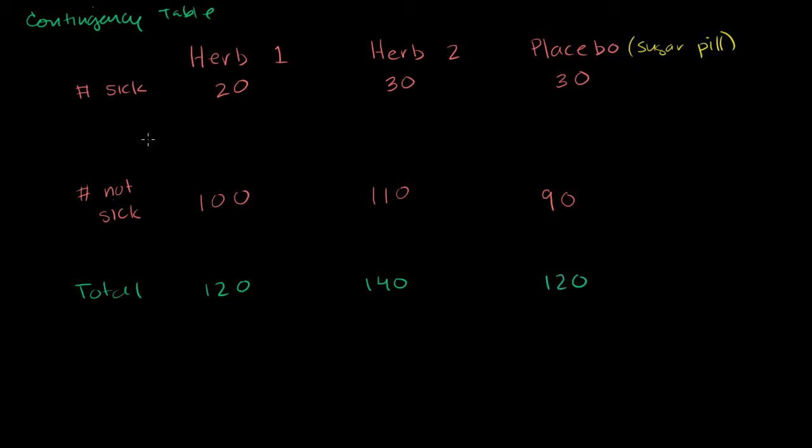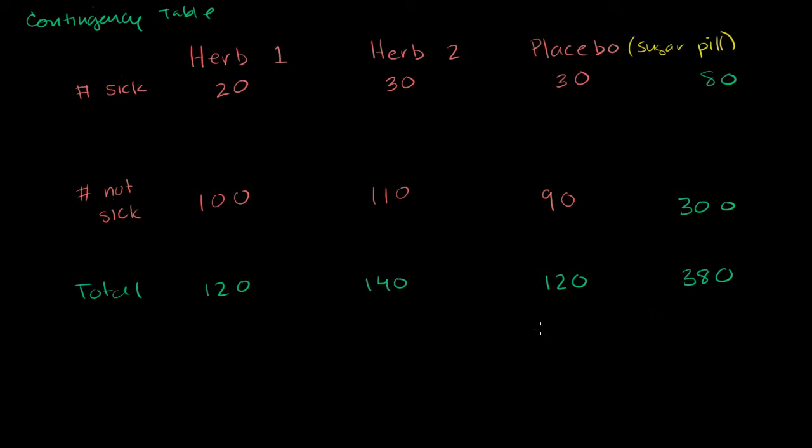120 people. Then we can also tabulate the total number of people that got sick. That's 20 plus 30 is 50, plus 30 is 80. This is the total column right over here. And the total people that didn't get sick is 100 plus 110 is 210, plus 90 is 300. And then the total people here are 380. Both this column and this row should add up to 380.